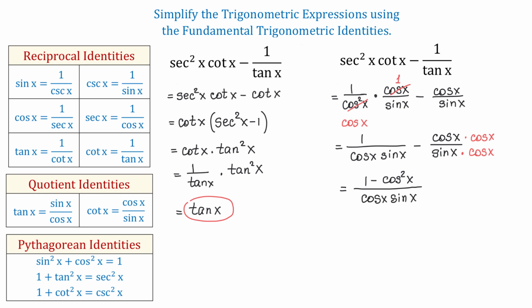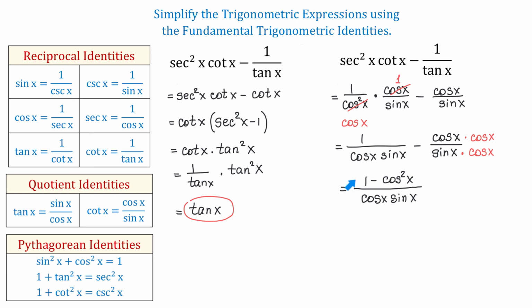Then in the next step we will use the first Pythagorean identity. This is sine squared of x plus cosine squared of x equals 1. If we solve it for sine squared of x, then sine squared of x will be equal to 1 minus cosine squared of x.